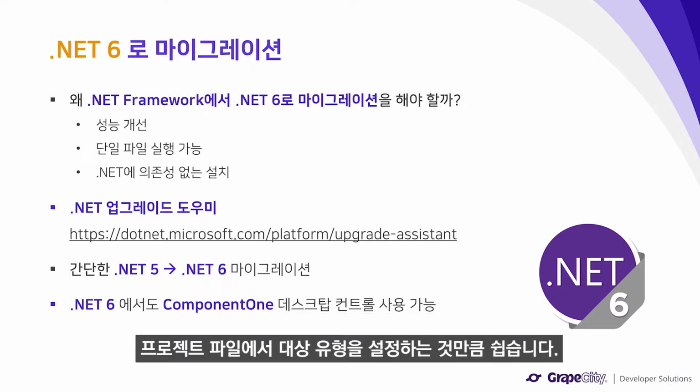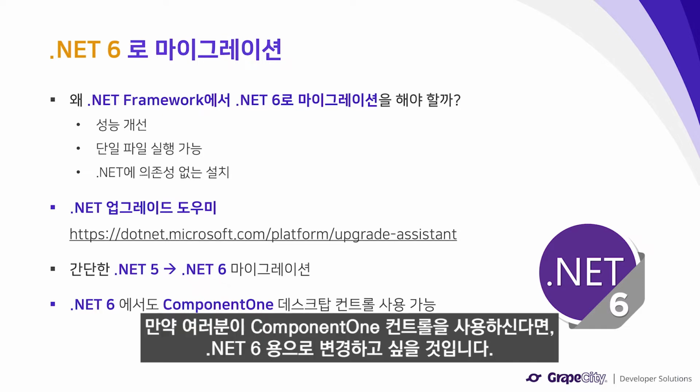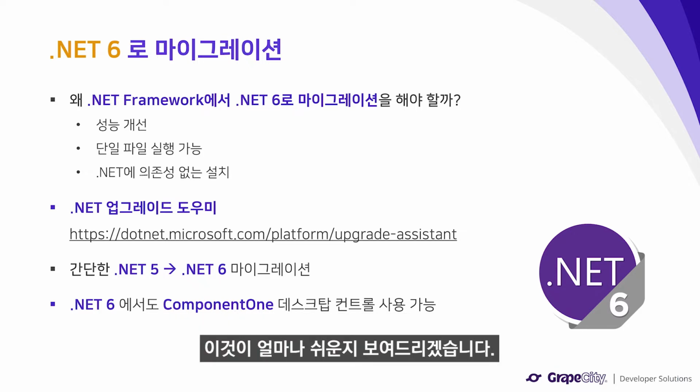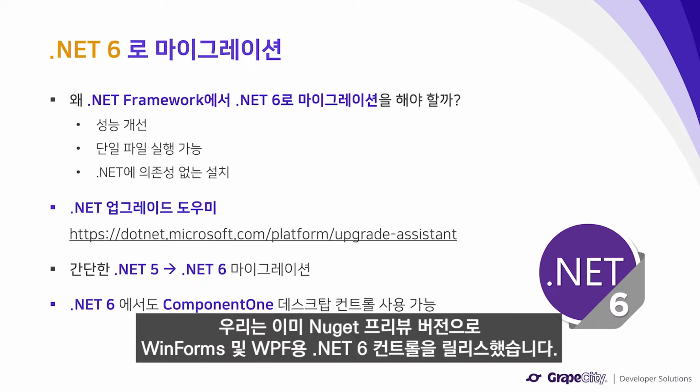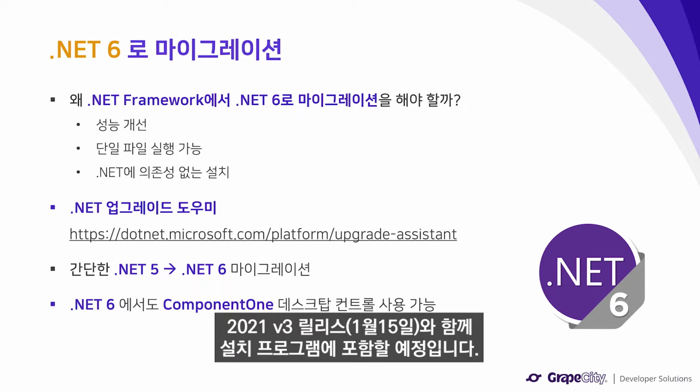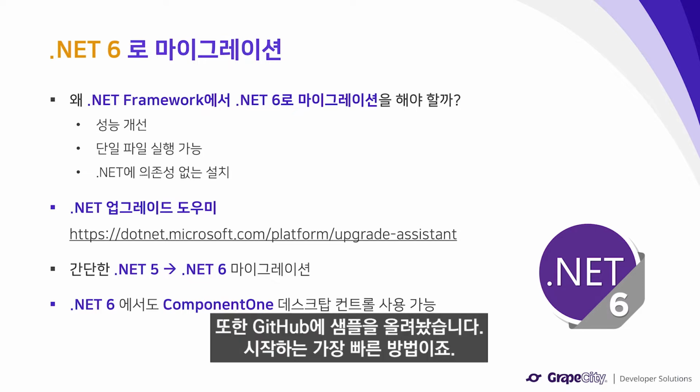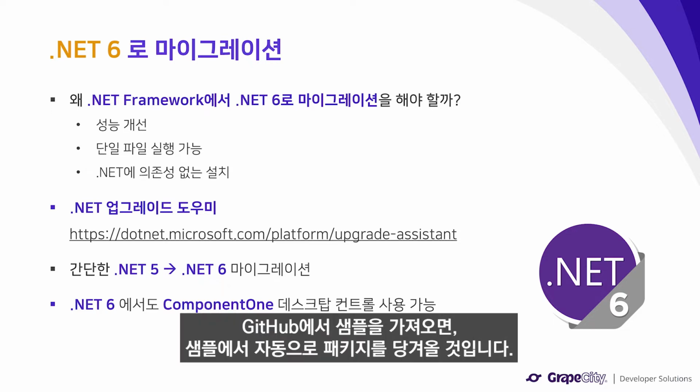It's as easy as just setting the target type in your project file. And if you're using ComponentOne controls, you'll also want to swap those out for .NET 6 controls. So let me show how easy this is. So last week, we also released our .NET 6 controls for WinForms and WPF exclusively to NuGet for preview. And we will be including them complete in our installers with our 2021 V3 release next month. And we also have samples on GitHub. So the quickest way to get started is you just grab the samples off of GitHub, and then the samples will automatically pull in the packages for you.